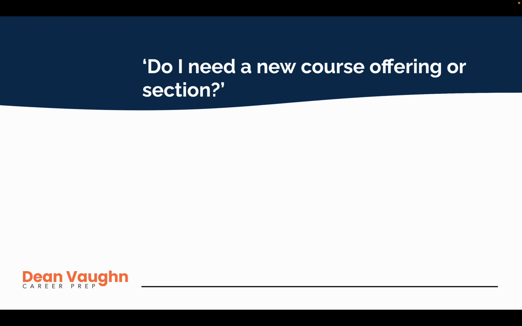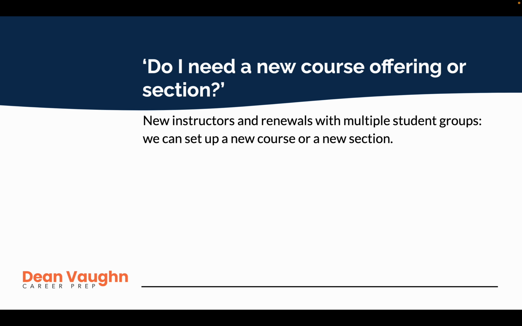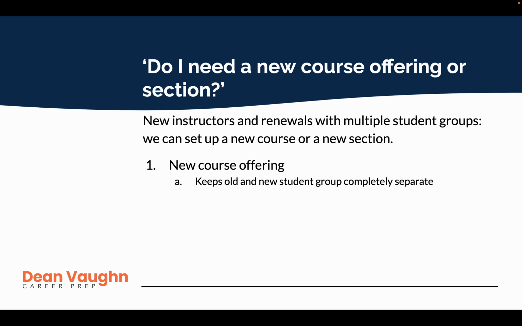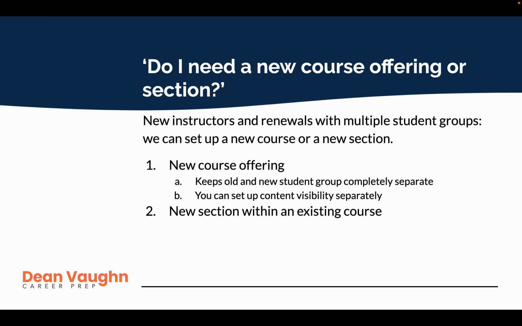Next, we'll talk about a new course offering versus a new section. New instructors, people who have taught multiple Dean Vaughn courses over the years, and people who are teaching multiple groups will either need a new course or a new section within an existing course. So there are two options. First is a new course setting or a course offering, which keeps old and new student groups completely separate from each other, and gives you the option to set up content visibility separately.